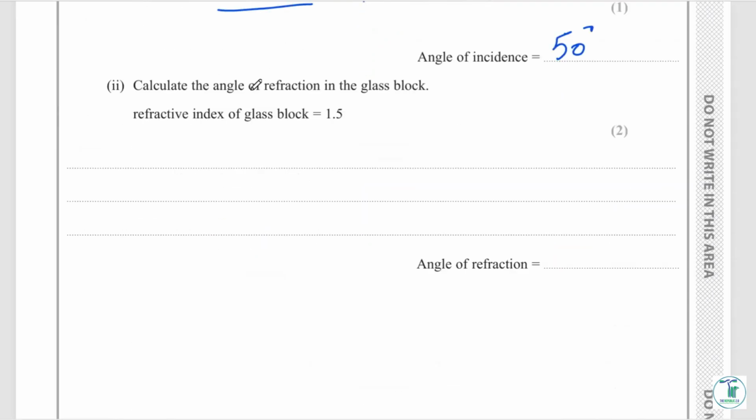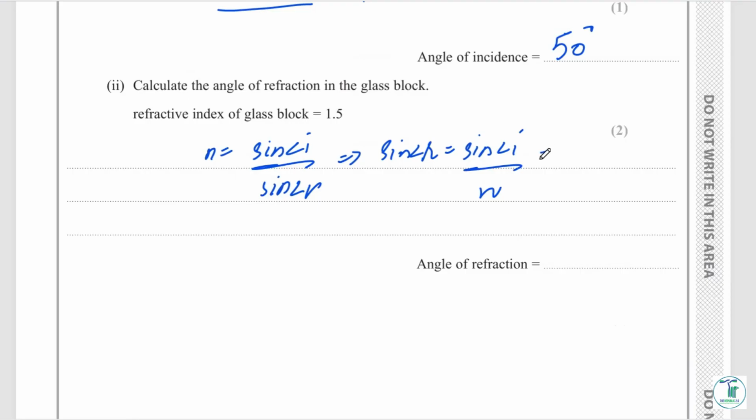Now, I need to calculate the angle of refraction in the glass block. So I'm just going to use Snell's law, where n is equal to sine of angle of incidence divided by sine of angle of refraction. So from this formula, sine of angle of refraction would be equal to sine of angle of incidence divided by n. Sine of angle of incidence is 50 degrees, and n is 1.5.